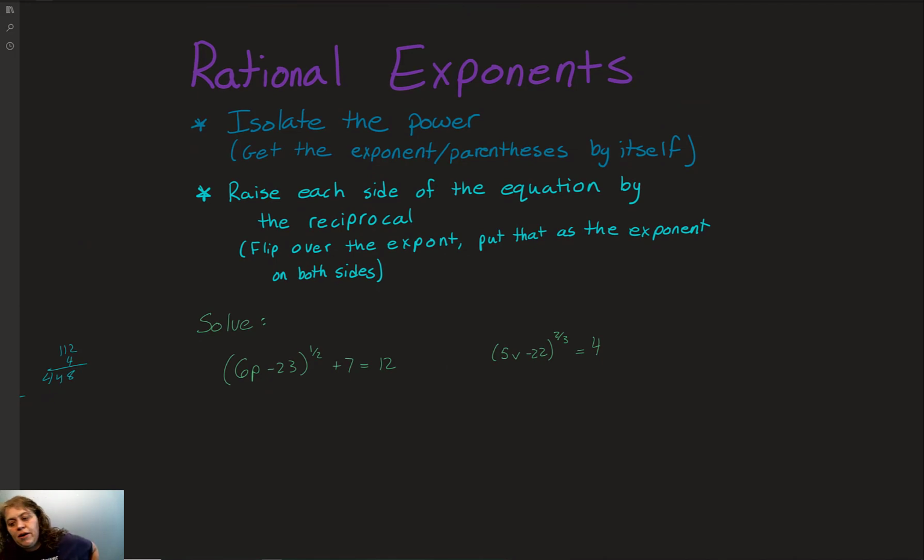The last thing we want to talk about is rational exponents, because that's another thing that we talked about when we talked about radicals. And basically, you're going to isolate the expression with the power on it. So the parentheses, get the parenthesis things by itself. And then you're going to raise each side of the equation by the reciprocal exponent. Reciprocal means flip over the exponent. So it's a fraction, flip it over, make it the reciprocal, and then make that the exponent on both sides of the equation and simplify the ensuing craziness.